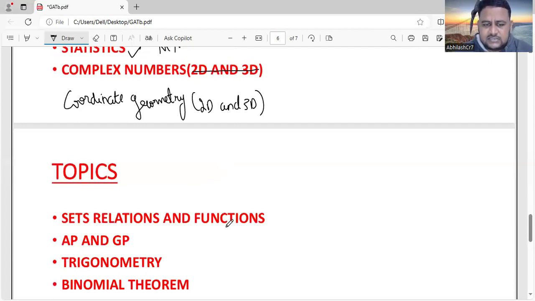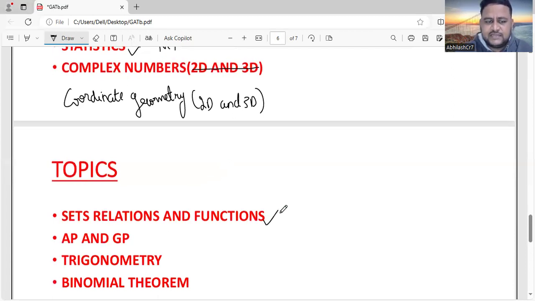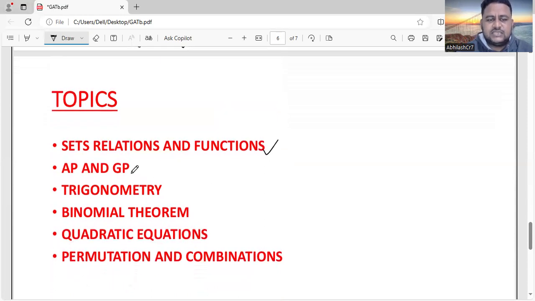Next is they're asking based on sets, relations and functions. This is also a very important topic. Next is arithmetic progression and geometric progression.